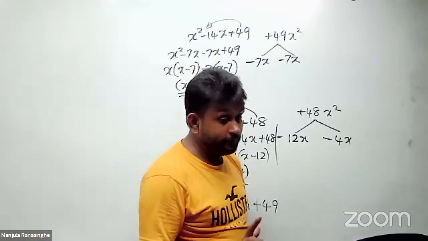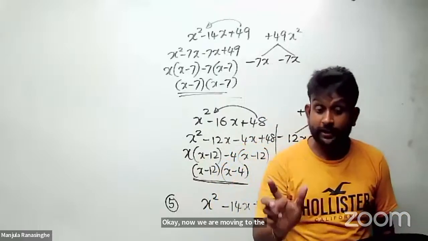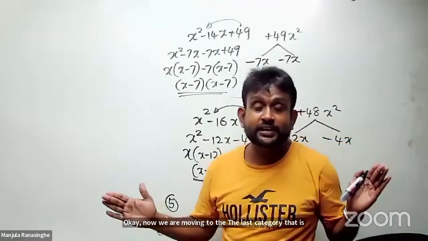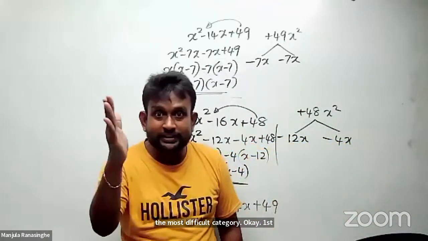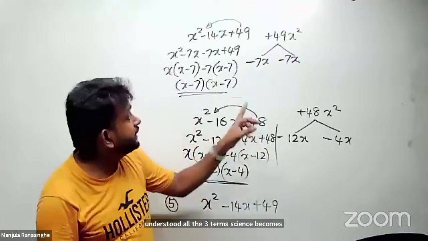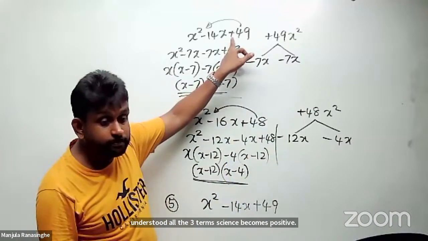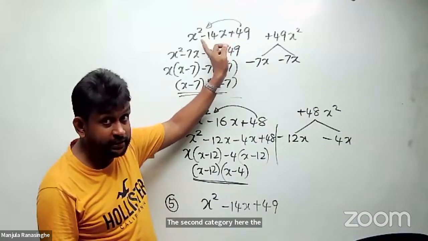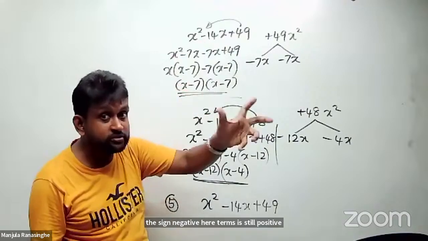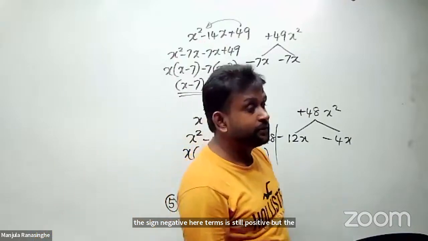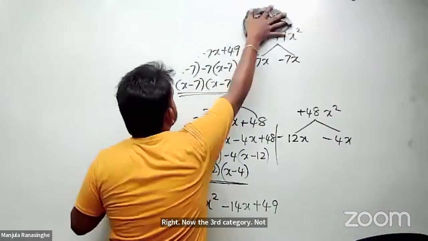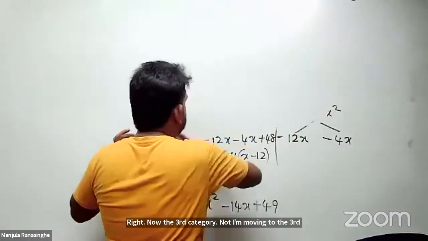Okay. Now we are moving to the last category, the most difficult category. In the first category, all three terms have positive signs. In the second category, the last term is positive but the middle term sign becomes negative. Now I am moving to the third category of factorizing trinomials.